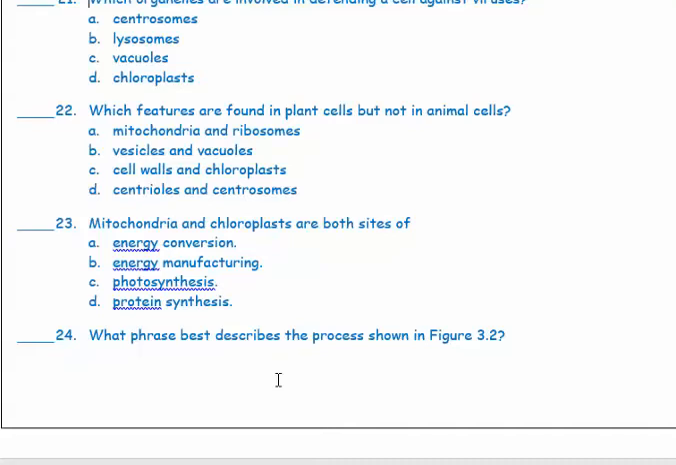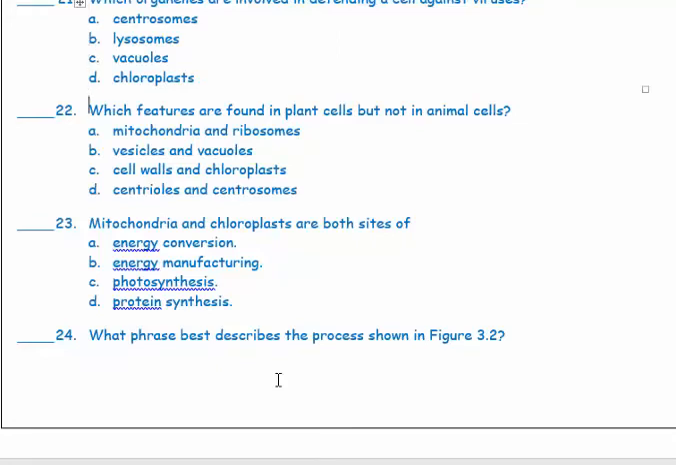Number 22. Which features are found in plant cells but not in animal cells? Again, we have the answer is C. It's the cell walls and the chloroplasts. 23. Mitochondria and chloroplast are both sites of energy conversion, because each one of them is responsible for converting a certain type of energy into ATP that is used by the cell.